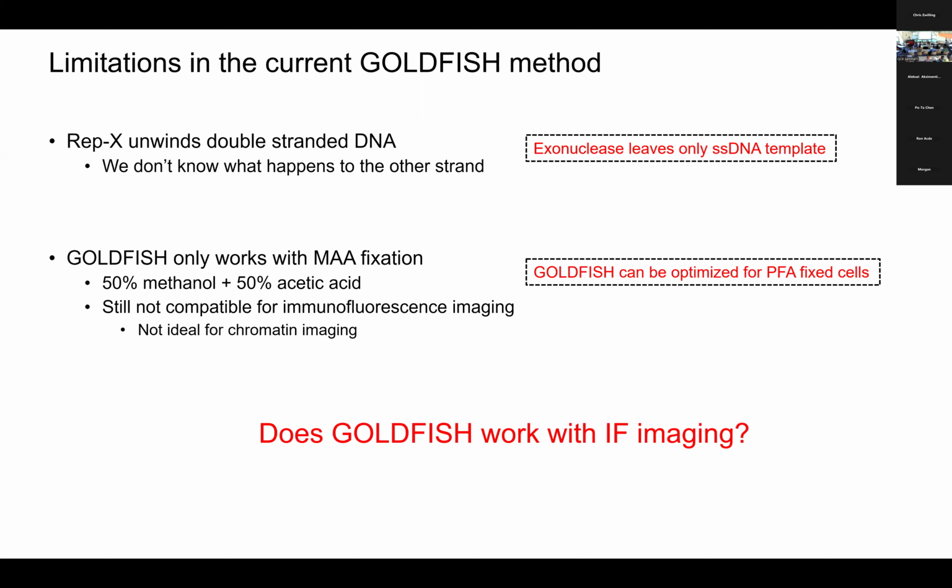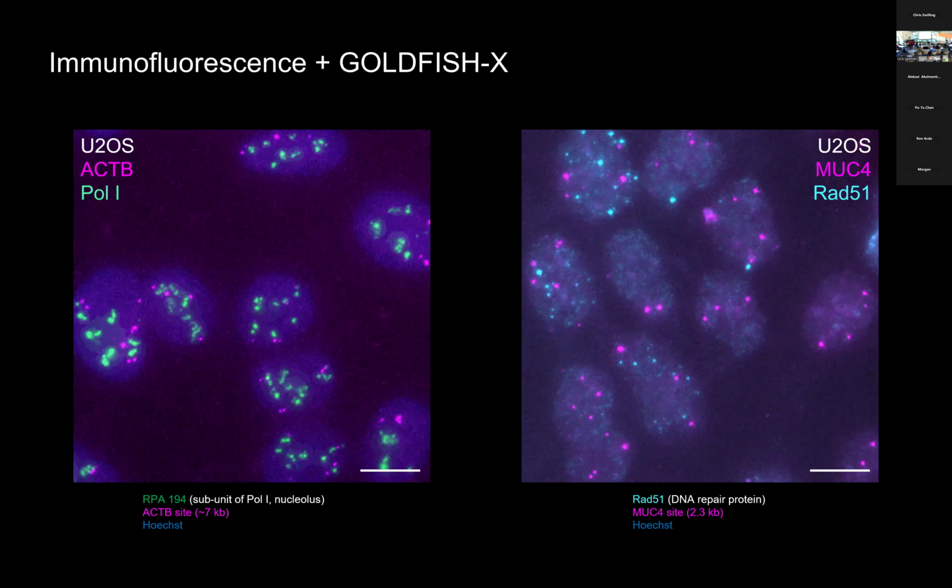Now that we have optimized the protocol to work with the PFA fixed cells, the real question still remains, right? Can it work with protein imaging? And the answer is actually yes. With this series of optimizations, we were able to combine the DNA FISH method with immunofluorescence imaging. This is just to demonstrate that the two protocols work. There's no correlation between the DNA locus that we label and the protein that we label. There shouldn't be any colocalization or anything.